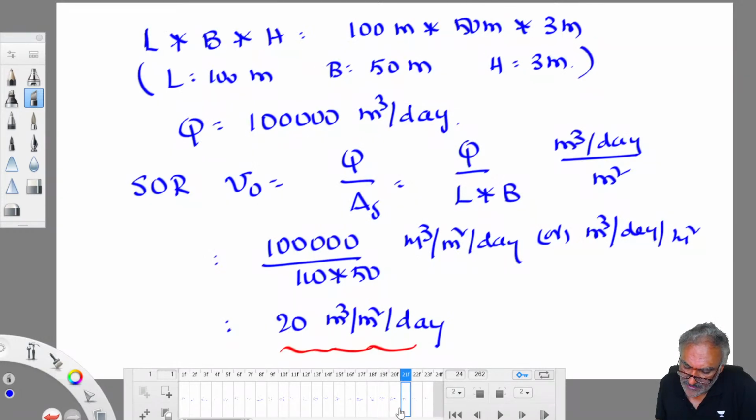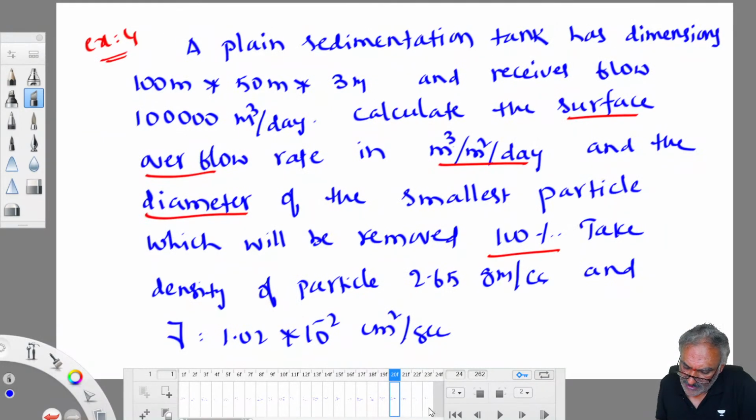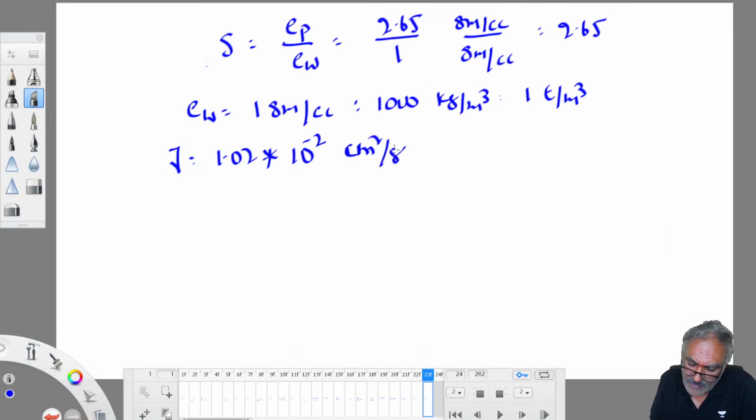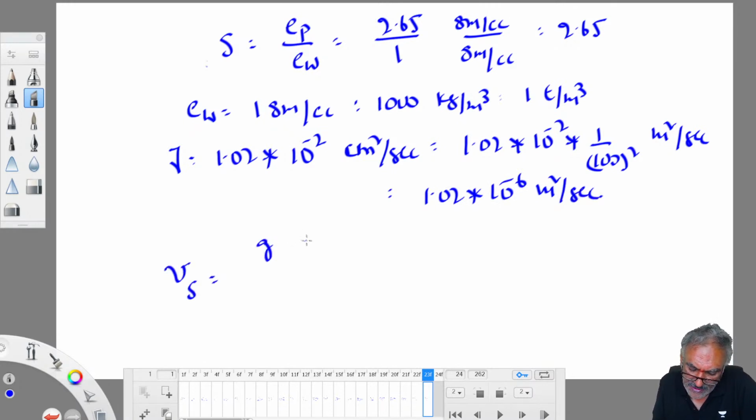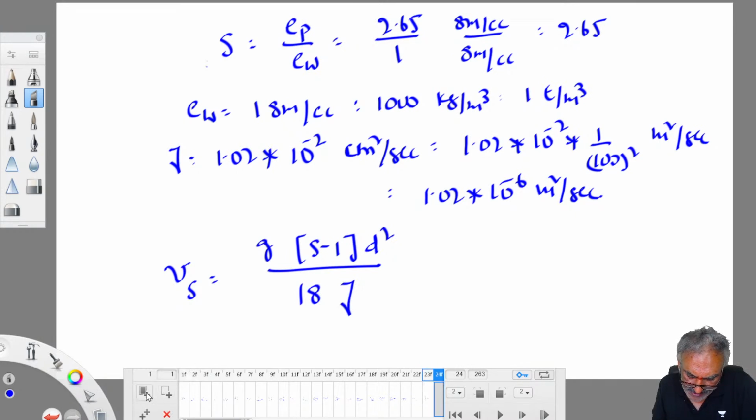What unit system is given? Centimeter square per second. How to convert centimeter square into meter square? 1 centimeter square is equal to 1 by 100 square meter square per second. So if you convert this into meter square per second, it is 1.02 into 10 power minus 6 meter square per second. Now substitute. Settling velocity is equal to g into s minus 1 d square by 18 nu. In this everything is known except d. So settling velocity is how much we got? 20 by 24 into 60 into 60.